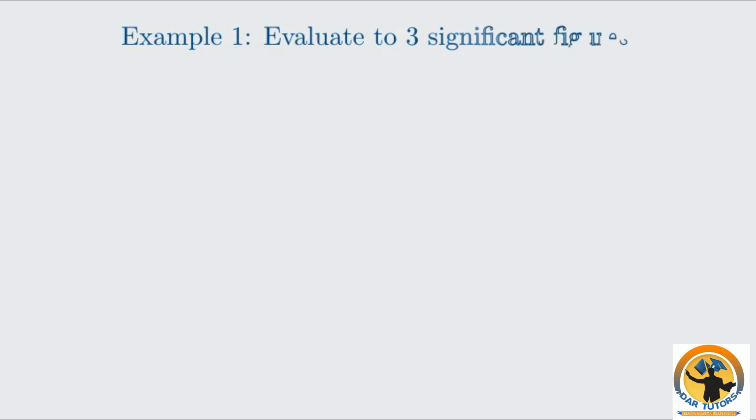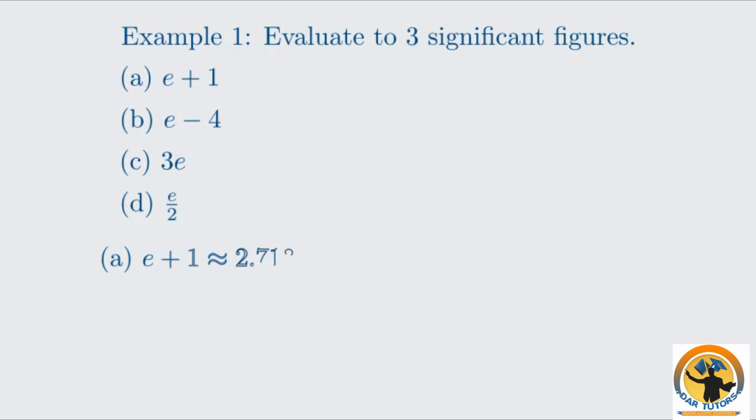Let's practice working with e by evaluating some expressions. Our goal here is to use a calculator to find the value of expressions involving e and round them to 3 significant figures. We'll find the values of e + 1, e - 4, 3e, and e/2. First, for e + 1, we take the value of e, which is about 2.718, and add 1. This gives us approximately 3.718. Rounding to 3 significant figures, we get 3.72.